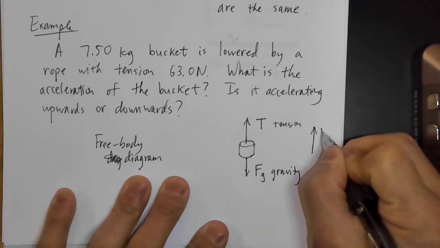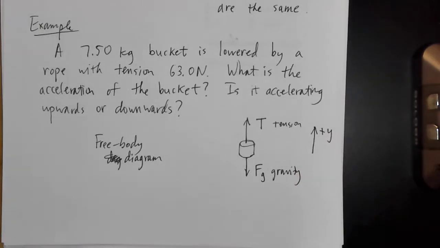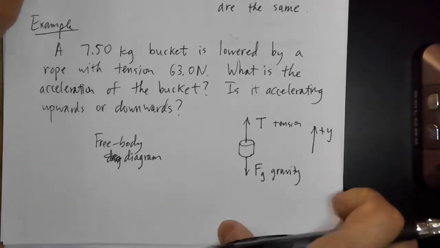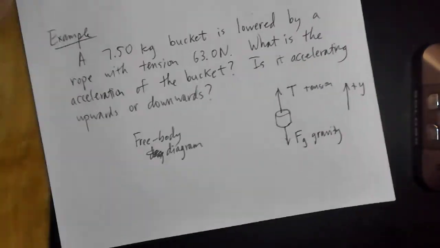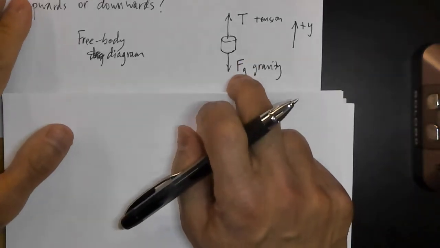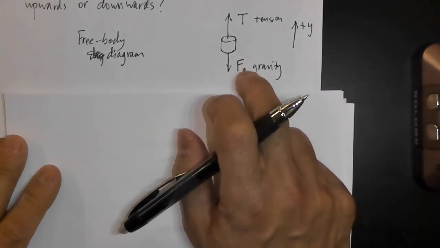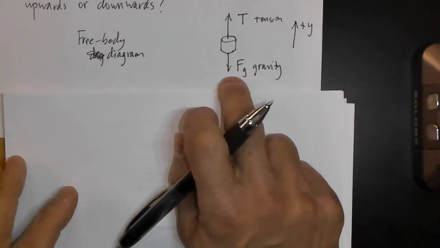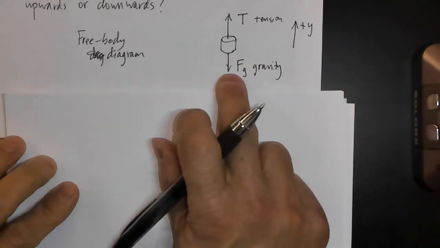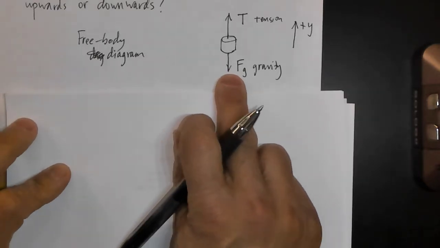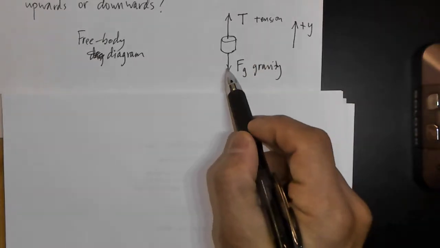Now, let's take positive y to be in the up direction like this. I always like to go with it pointing up. Pay attention to the fact that I don't put vector hats on these symbols right now. Fg is just the magnitude of the gravitational force. There's no direction implied. The direction is actually encoded in the fact that I've drawn an arrow here. Is everybody okay with that? I'm not putting a minus sign on it. It's just going down because the arrow is pointing down. T is the magnitude of the tension.